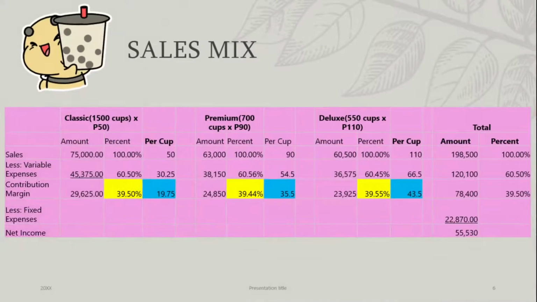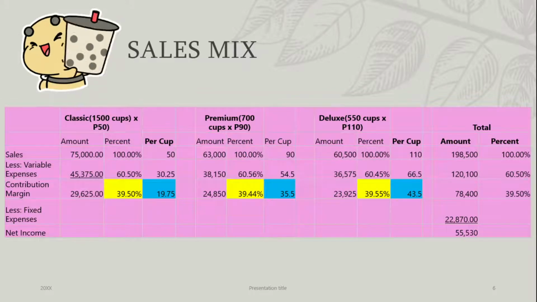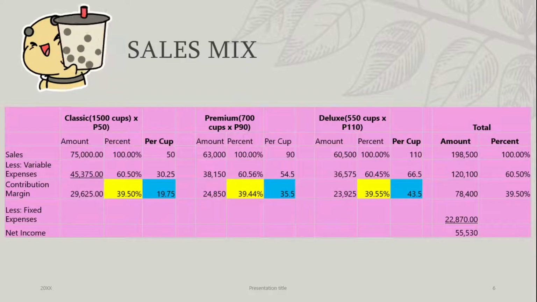Within this frame of reference, we have here a table of sales mix. Our business assumed that we have sold 1,500 cups in Classic, which amounts to a total sale of 75,000, a sale of 700 cups in Premium, that totals to 63,000, and 550 cups in Deluxe, which yields 60,500 pesos total sales. Now, the total amount of all sales in all categories amounts to 198,500.